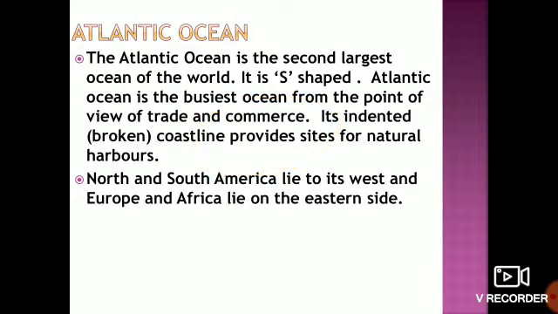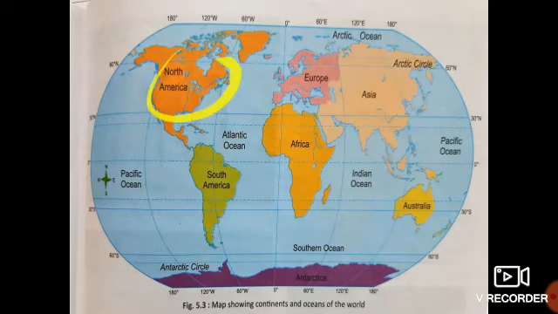It is indented, meaning its broken coastline provides sites for natural harbors. Harbor means a shelter for ships. North America and South America lie on the west side. Europe and Africa lie on the east side. And this is your Atlantic Ocean.